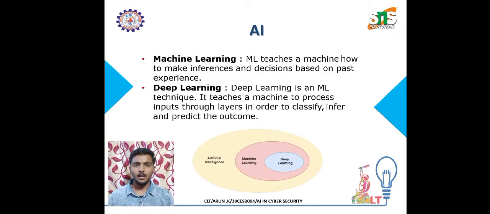And next, we have machine learning and deep learning. In this slide, we can notice that machine learning and deep learning come under AI. Machine learning teaches a machine how to make inferences and decisions based on past experience. But deep learning is an ML technique. It teaches a machine to process inputs through layers in order to classify, infer, and predict the outcome.